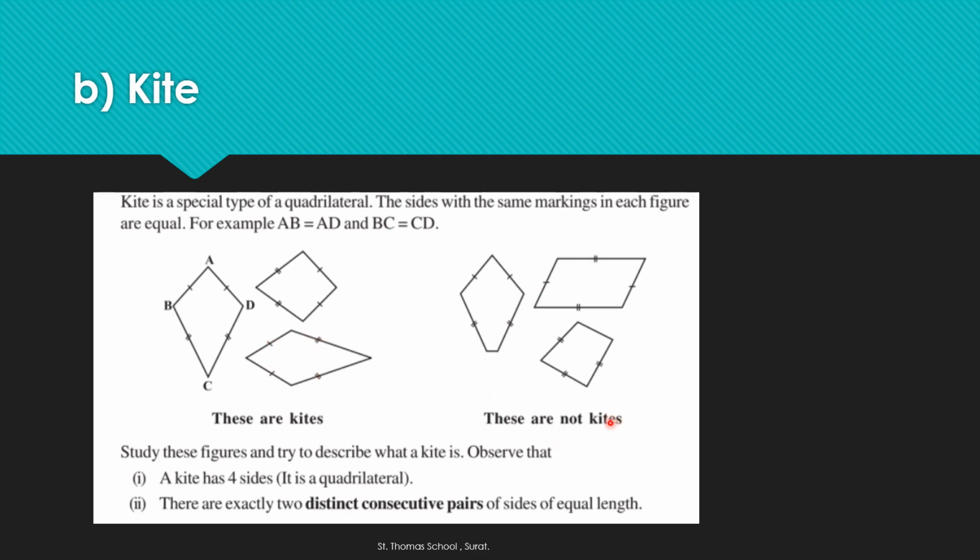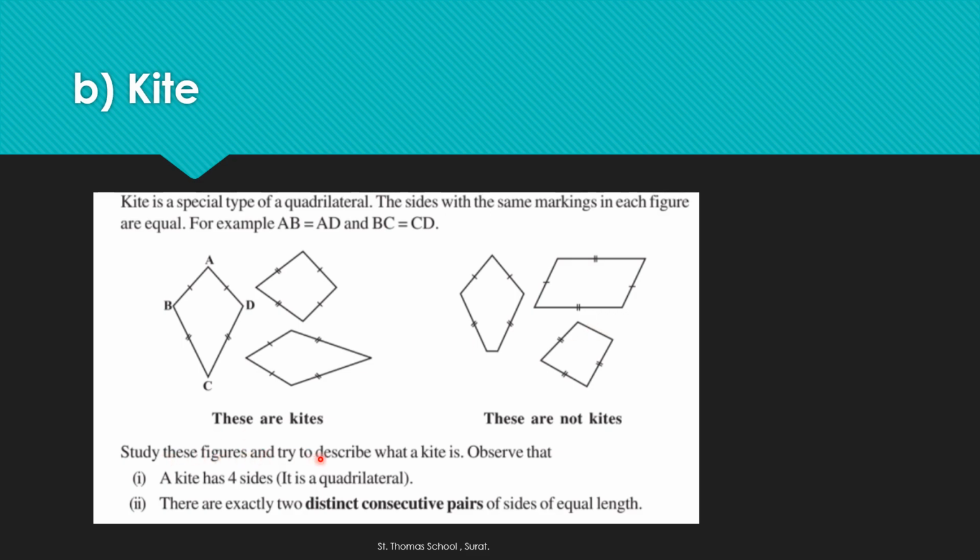These are not kite. So why? Because here 1, 2, 3, 4, 5. This is five-sided figure, but kite means four-sided figure. So it is not kite. Here, opposite sides are equal. So kite means not opposite sides. Distinct consecutive pairs are equal. So these two sides are equal and these two sides should be equal. But here given opposite sides. So it is not kite. Again here, 1, 2, 3. That means these three sides are equal. This side is not equal, right? So again, it is not a kite.